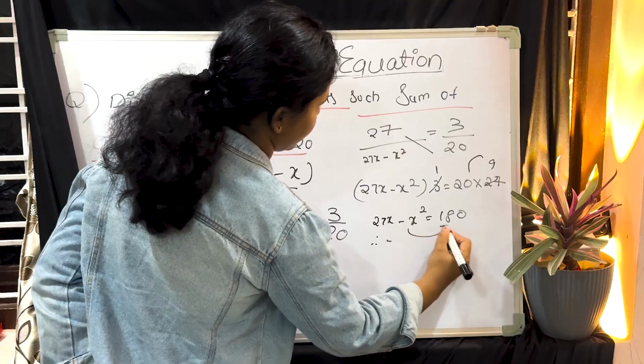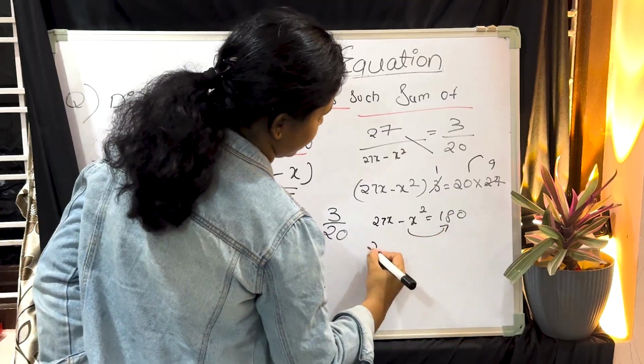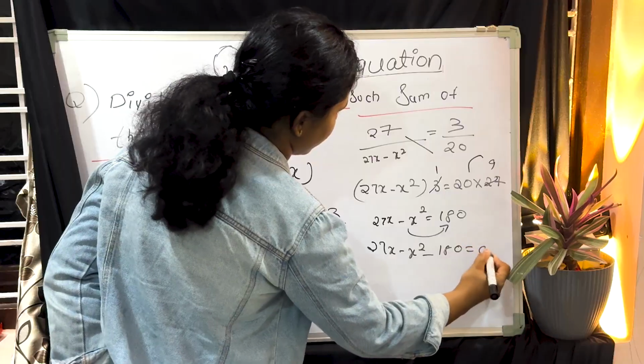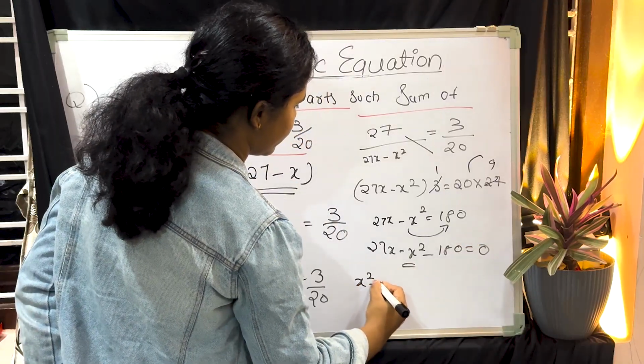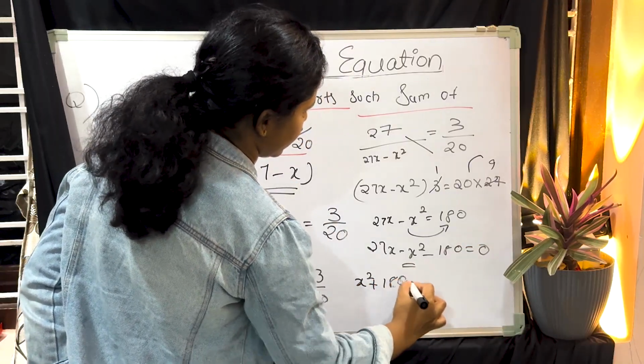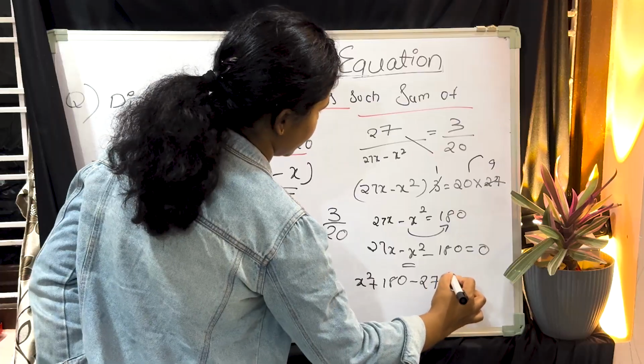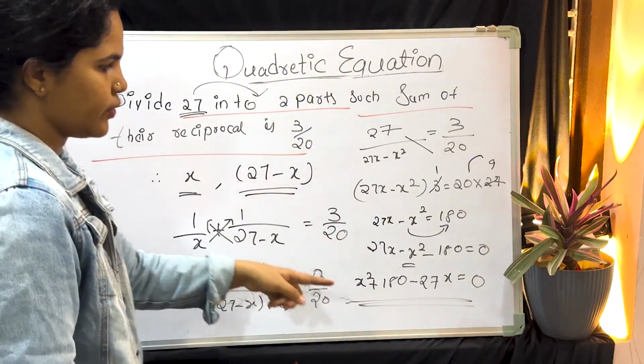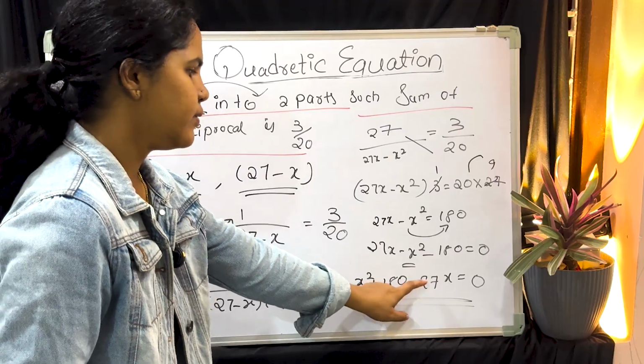Therefore, here we will move this to the other side. Okay, see, on one side write the equation first. We want x square plus 180 minus 27x is equal to 0. This is the equation we will get. Now we want to find the x value.